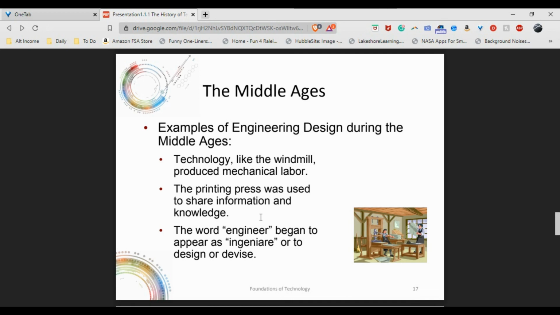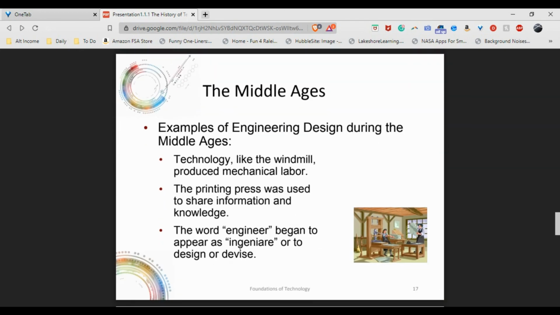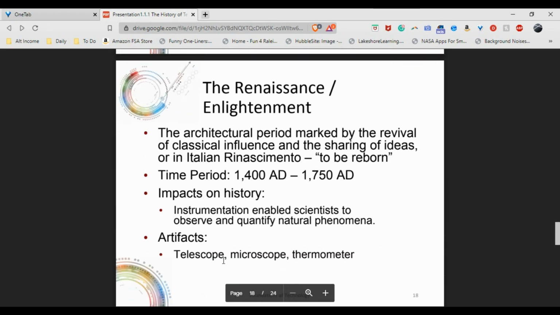And the word engineer began to appear, and I'm not even going to try and pronounce that because I don't know the background. I don't know what language this term came from, so I don't know how to pronounce it, but I'm just going to call it engineer. And it just means to design or to devise. But the key thing in here, design or devise, doesn't mean you're just guessing and checking. You're going into it already having pre-existing knowledge.